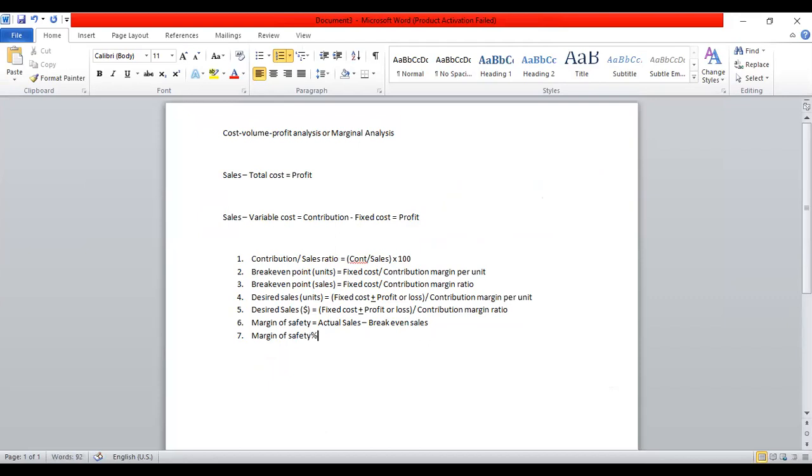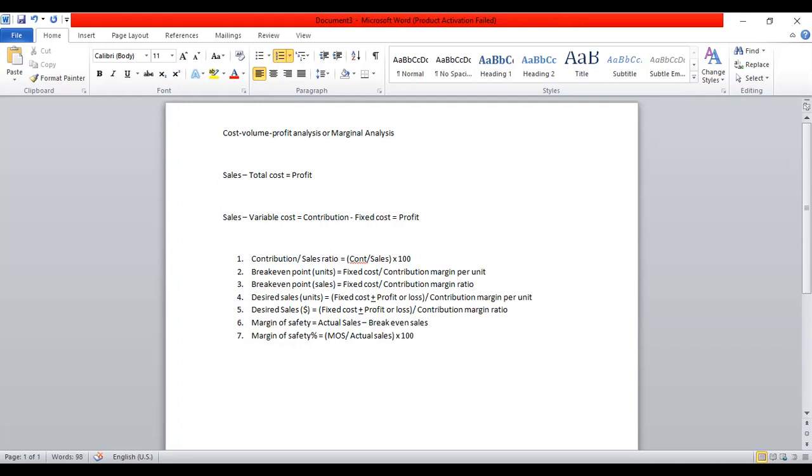If it has to be presented as a percentage, the actual sales are taken as 100%. Margin of safety sales are what percentage? In the numerator, there would be margin of safety, divided by the actual or budgeted sales, whatever term is used, into 100. So we are just converting that into a percentage, the margin of safety percentage. Okay, so that's the equation.